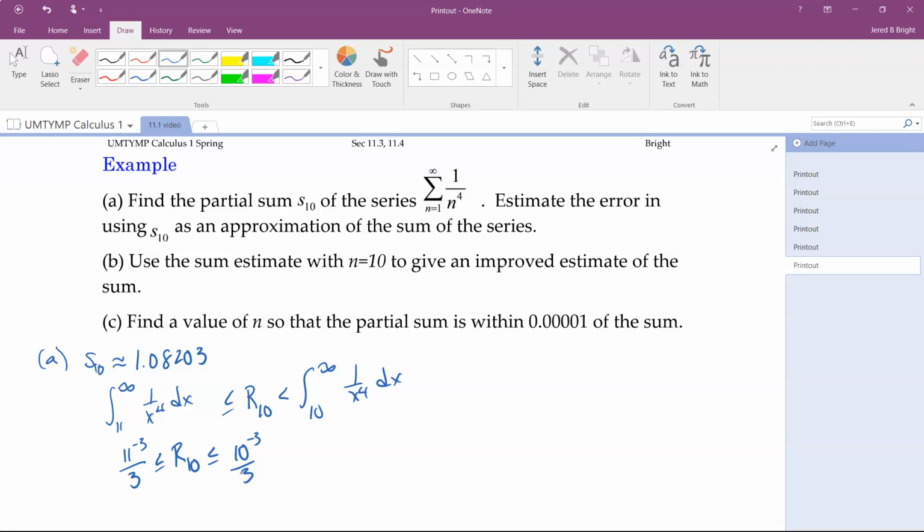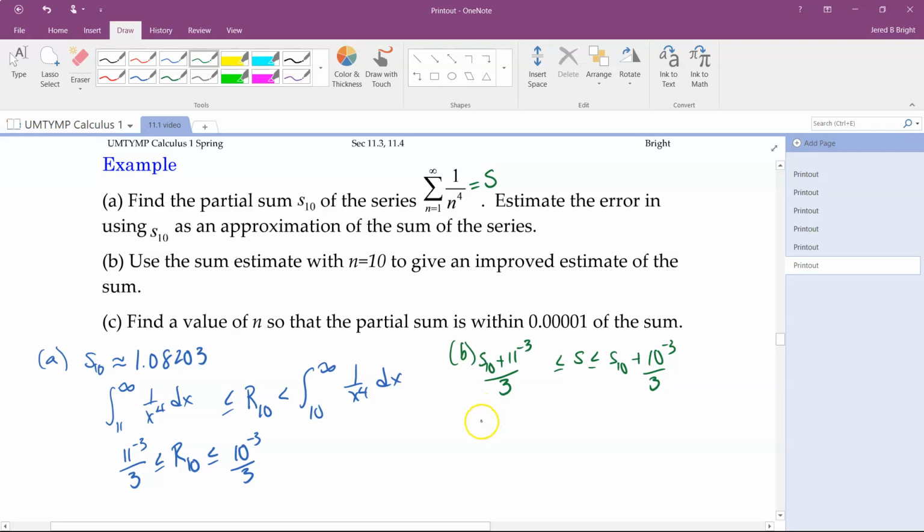So, an improved estimate of the sum. If we wanted to find the entire infinite sum, so if I'm saying that this is equal to S, then I can say for part B that S is going to be less than or equal to my estimate that I found before, so S10 plus this 10 to the minus 3 over 3 on the upper side, and on the lower side it'll be this S10 plus 11 to the minus 3 over 3. Okay, and so this gives me a decent range, and really the difference isn't too significant.